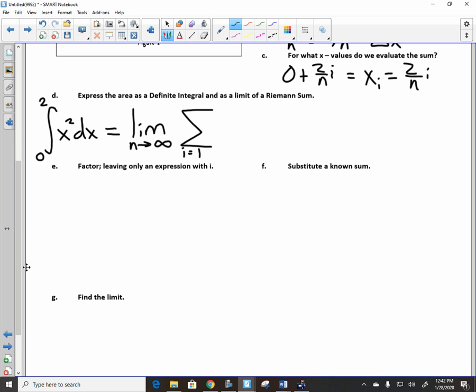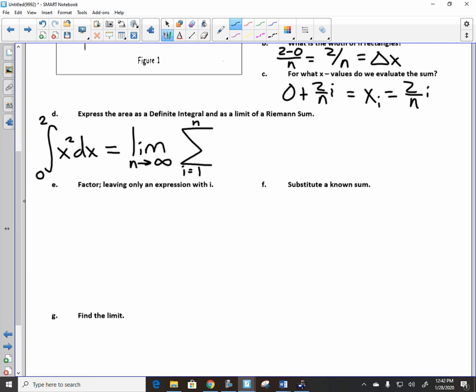We're going from the first rectangle to the nth rectangle of f of x sub i. Oh boy, what does that mean? I know you're going to freak out when you think of this thing, this f of x sub i. Do we know what x sub i is? So take that and plug that into your function. So it becomes 2i over n, squared.